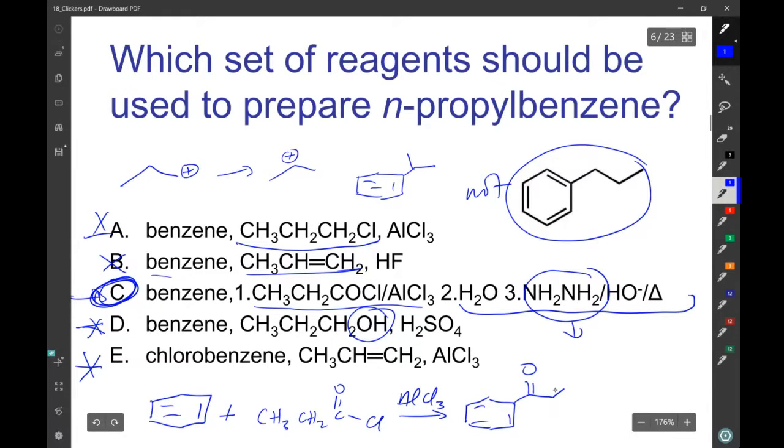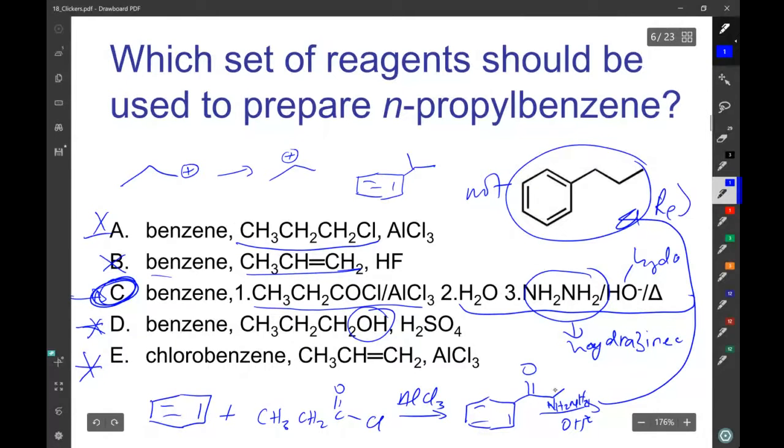This is hydrazine. You remember? I mentioned it in this class. This is hydrazine in the presence of a hydroxide. And so if you react this with hydrazine in the presence of hydroxide, you will do a reduction. So this is a reduction process, and you form your product. Does that make sense? You form a reduction and you form your product.